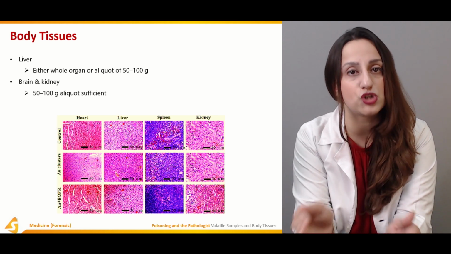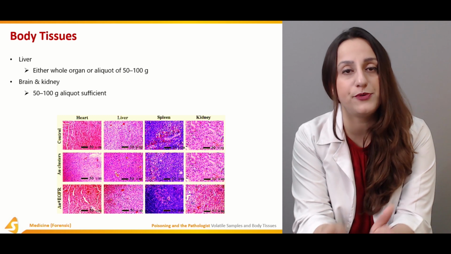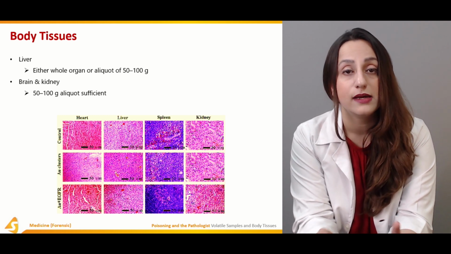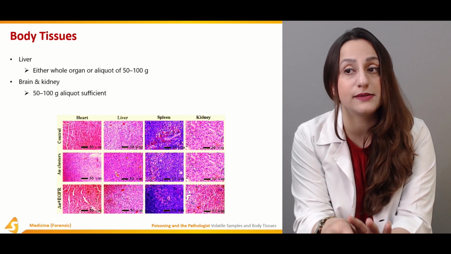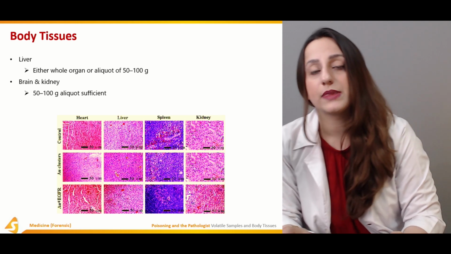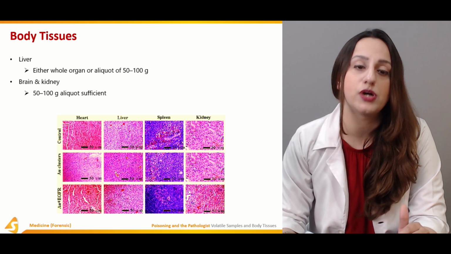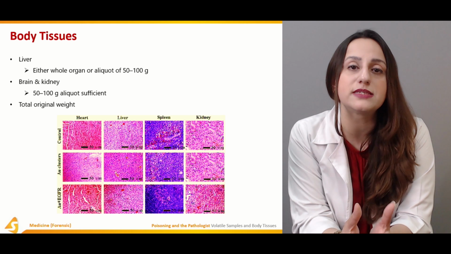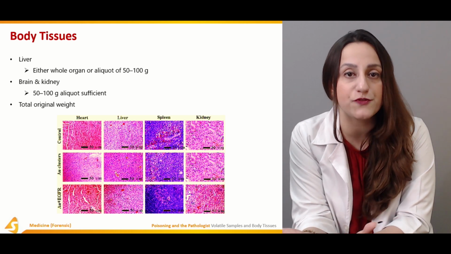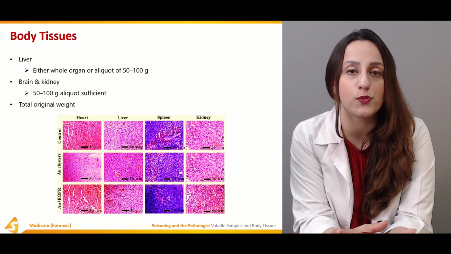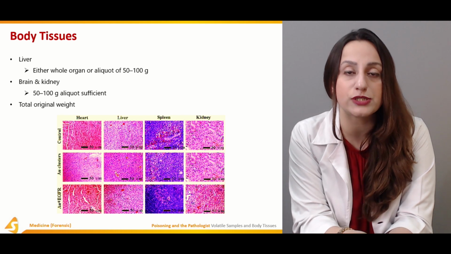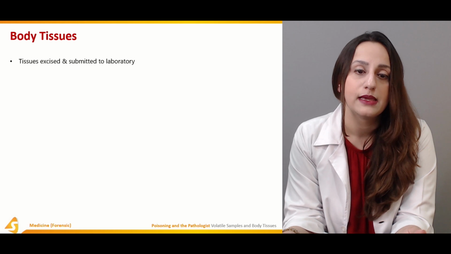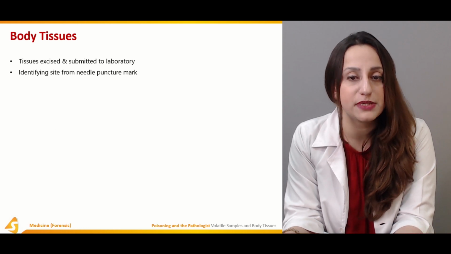Basically, there are separate jars for the liver, brain and kidney. We are going to label these jars accordingly, so that the chemical pathologist knows what type of tissue is in the jar, and the total original weight. So if we are going to eviscerate an organ, we are just going to weigh it first of all, and then we are going to cut a small portion, an aliquot, the minimum that is required, and send it to the chemical pathologist. The tissues are excised and submitted to the laboratory.